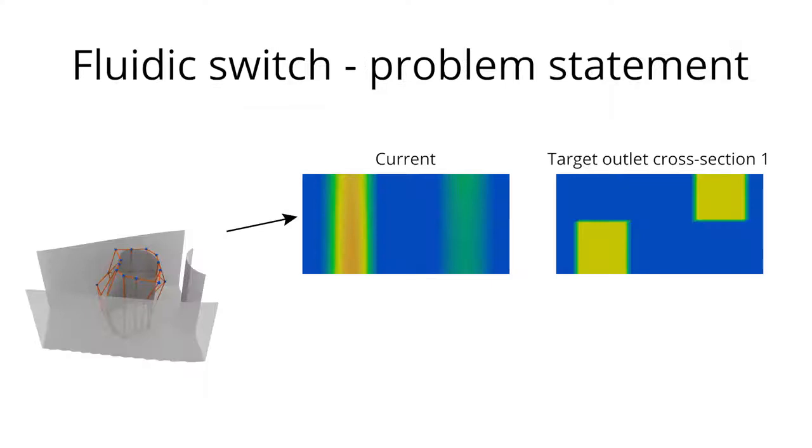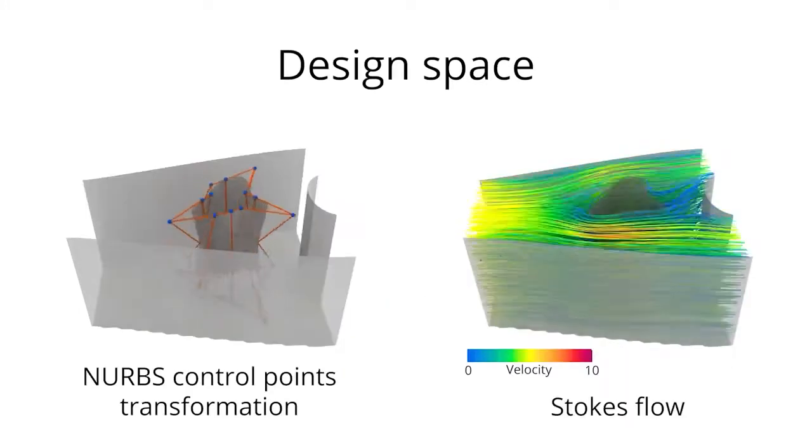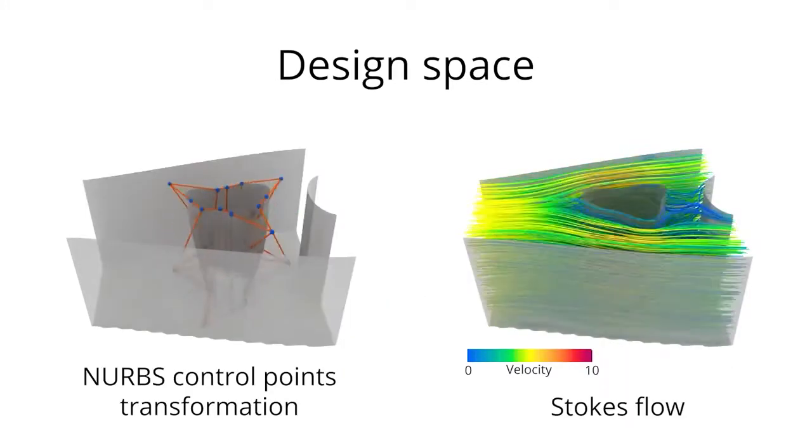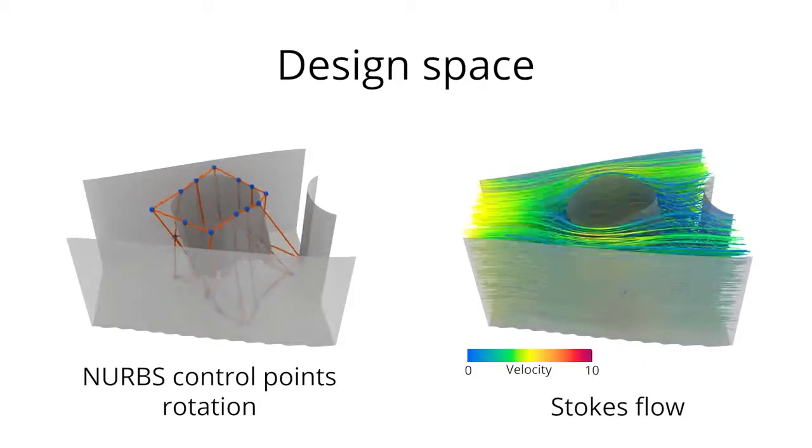This is a fluidic switch. The inlet flow on the left must be fully routed to the top or bottom channels, depending on the orientation of the center geometry. That center geometry can rotate along the vertical axis. Its NURB surface is parameterized by a collection of 32 control point positions, which can have a significant effect on the outlet flows.